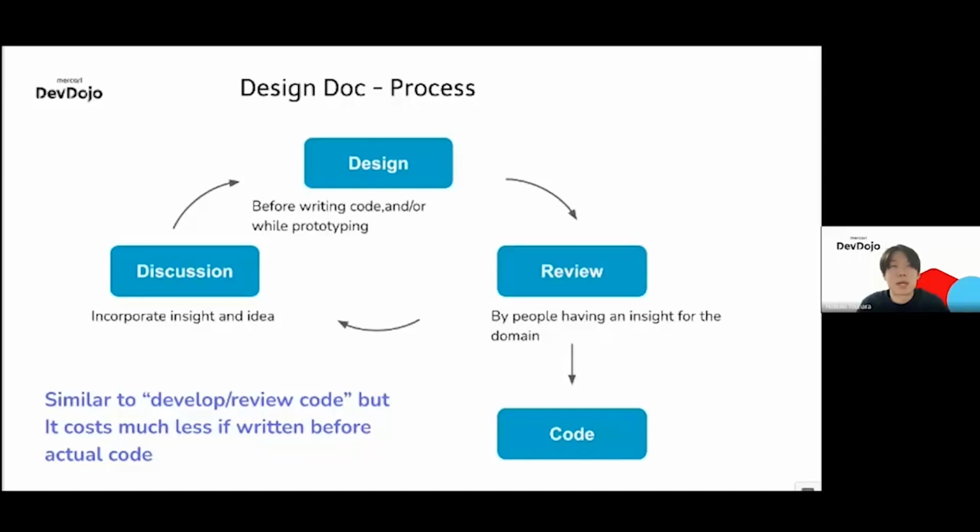So you can have a discussion again, might go back to the discussion section during the review, and then you might update the design doc and then review it again. So we go through this process. Once you have the document reviewed and it's approved, then after that, you start coding. So this process is very similar to our code writing and reviewing process and then merging the changes. It's very close to this cycle.